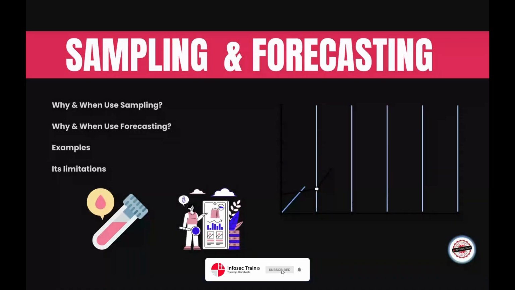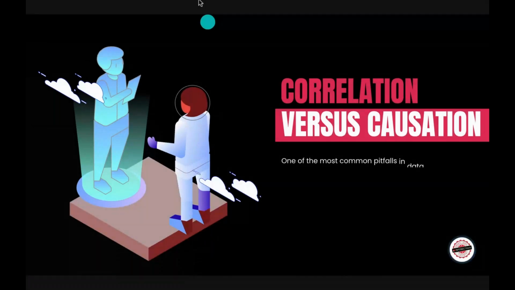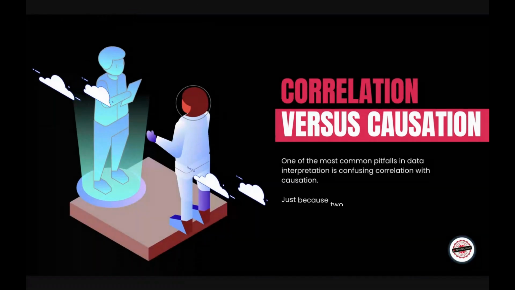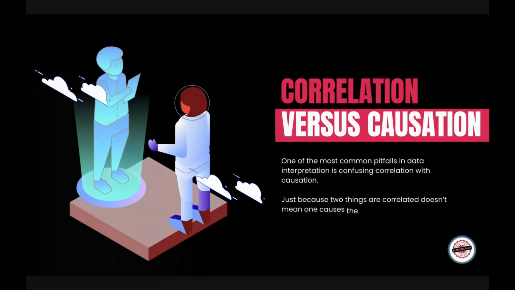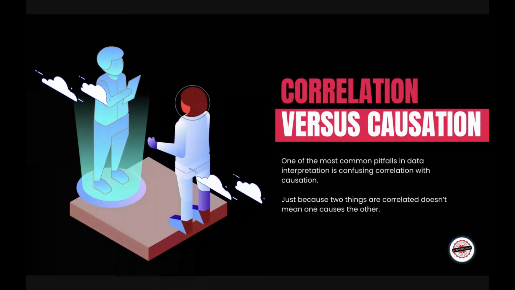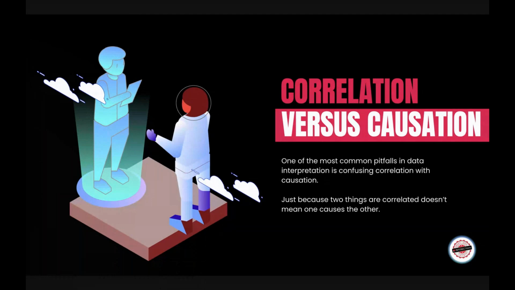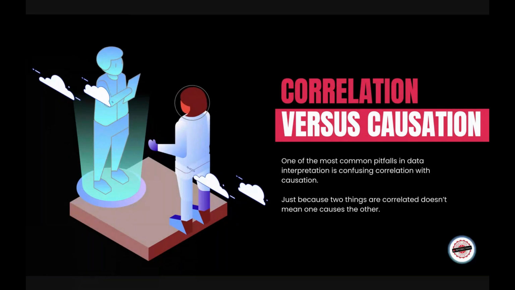The next part after forecasting is correlation and causation. That's one of my favorite topics, I must say. Why so? Because correlation and causation are in our daily life. When you see this, you will find it everywhere. One of the most common pitfalls in data interpretation is confusing correlation with causation. I've written the line on the screen for you as well.